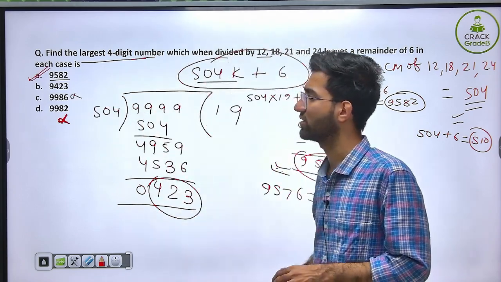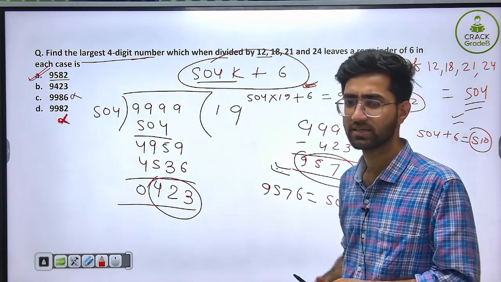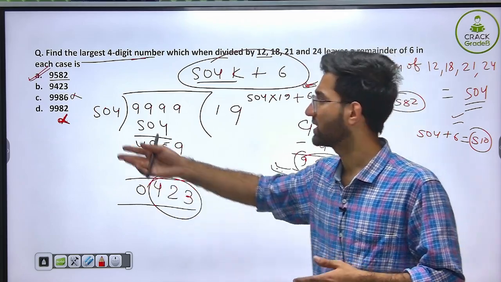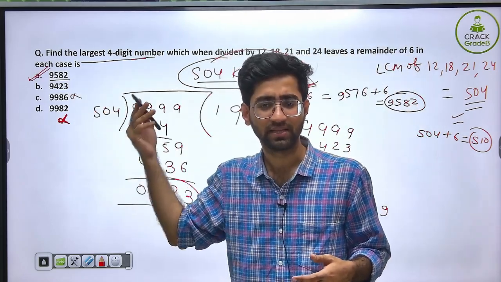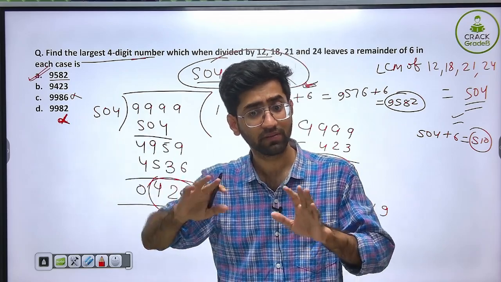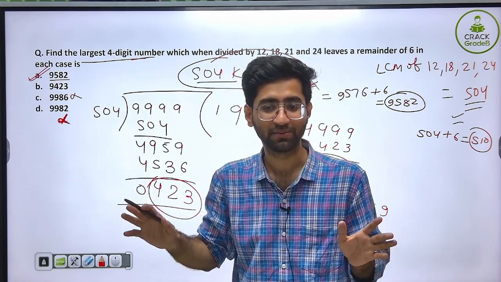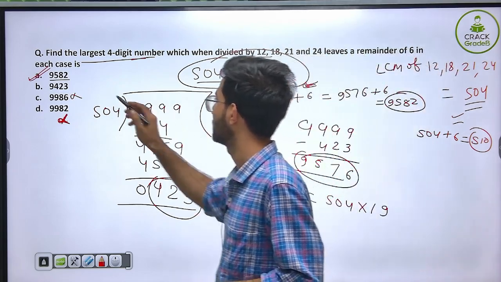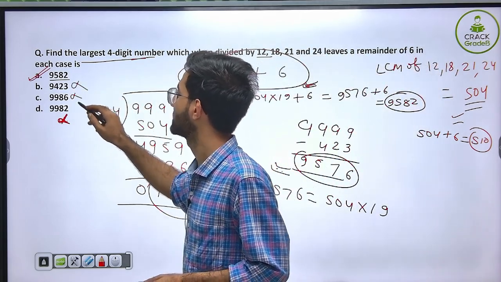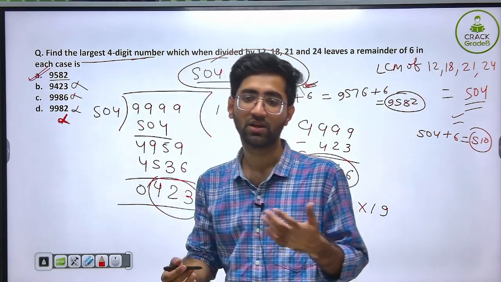And you should also check for 9423, right? Suppose there are high chances that this number will also not satisfy that condition, but if it satisfies in any way, right? But if it is satisfied, no, it will not satisfy. 504 into 9, right? So obviously B, C and D will not satisfy.